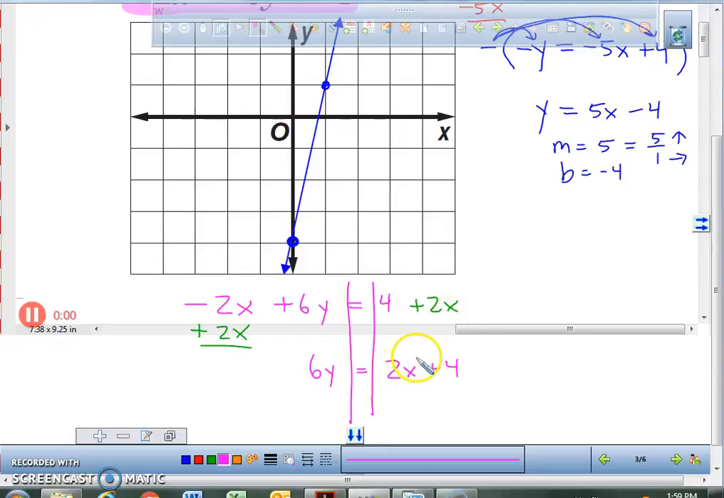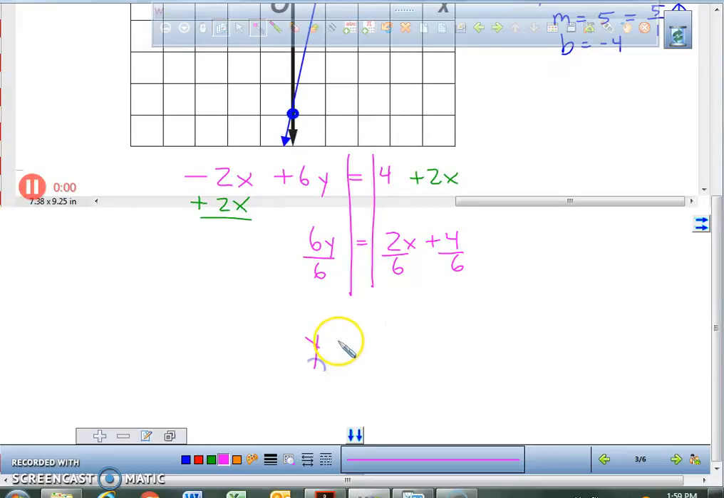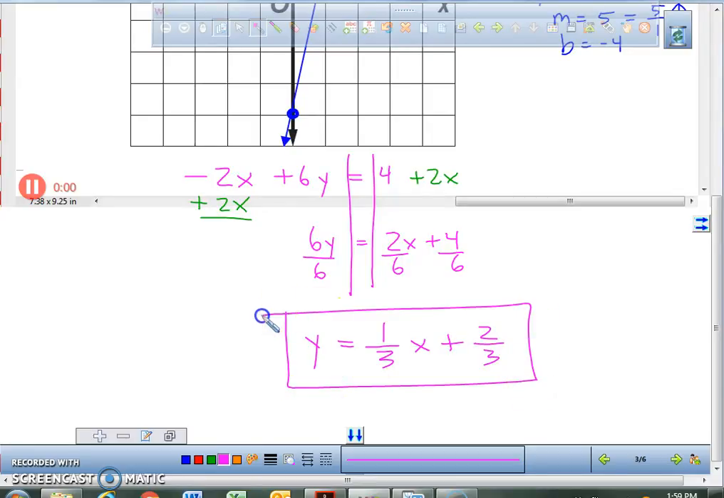Now what are we going to divide everything by? Okay, let's do it. Divide by 6. Divide by 6. Divide by 6. And we get y equals 1/3 of x plus 2/3. Now some of you might be going, what the heck did you just do? But 2 over 6 reduces to 1 over 3. And 4 over 6 reduces to 2 over 3. So now guess what I have? I have my slope. I have my y-intercept. So there's my slope, there's my y-intercept.